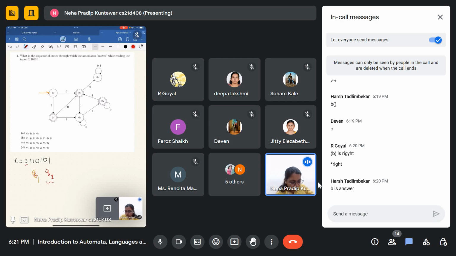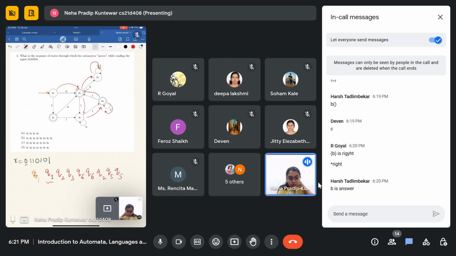Then you read 0, and that takes you to Q2. Then you read 1, and that takes you to Q3. Then you read a 1 again, and you go to Q6. Then you read a 0, and you stay at Q6. Then you read a 1, and you go back to Q2. And then the 0 and the subsequent 1 take you to Q5 only.